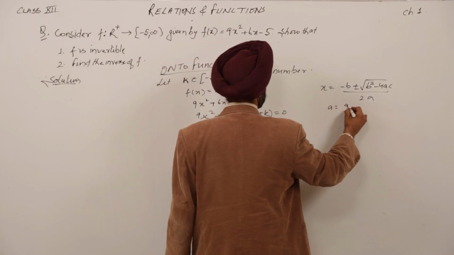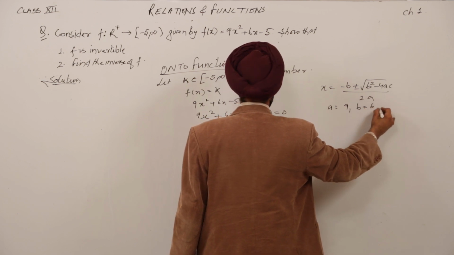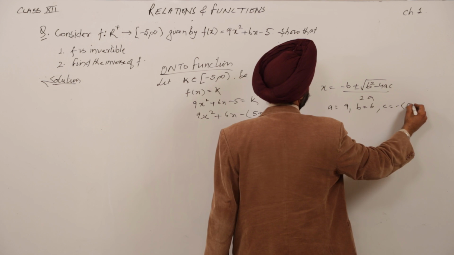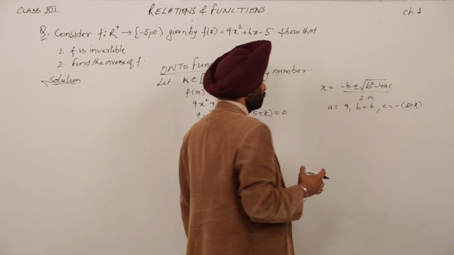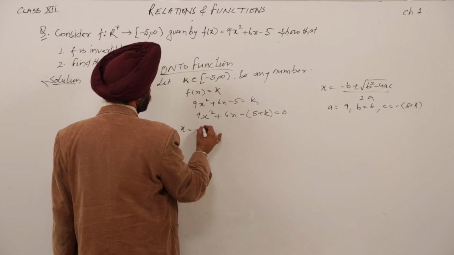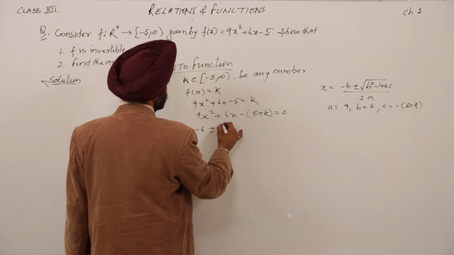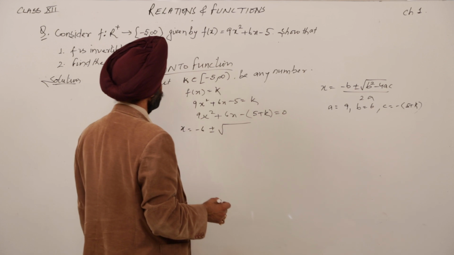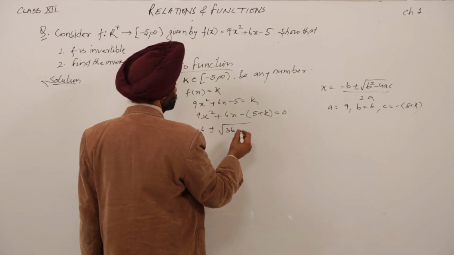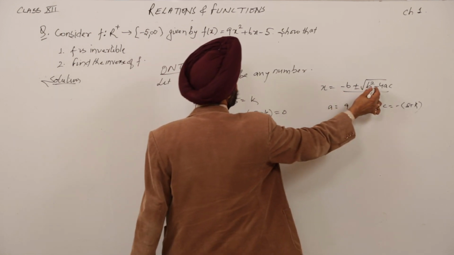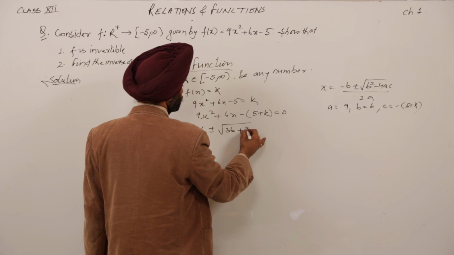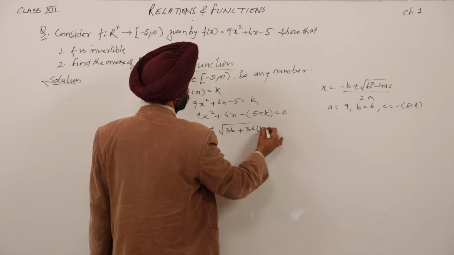We are having a as 9, b as 6 and c as minus 5 plus k. And now we are putting these terms in our formula. We are getting x is equal to minus 6 plus minus under the root, we are having b square 36 minus 4ac. It is minus 4ac. So minus into minus becomes plus. We are having 36 into k plus 5.